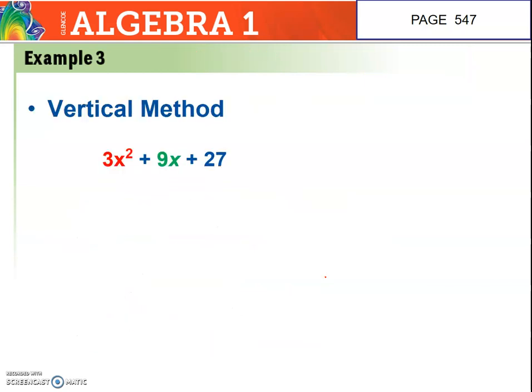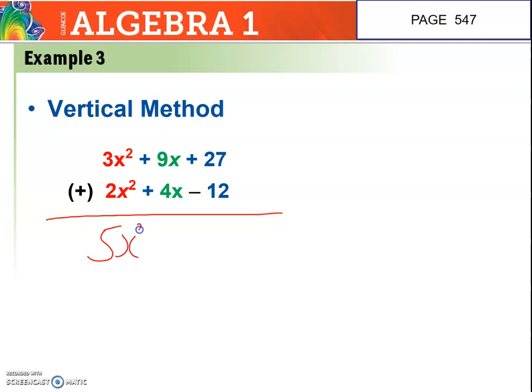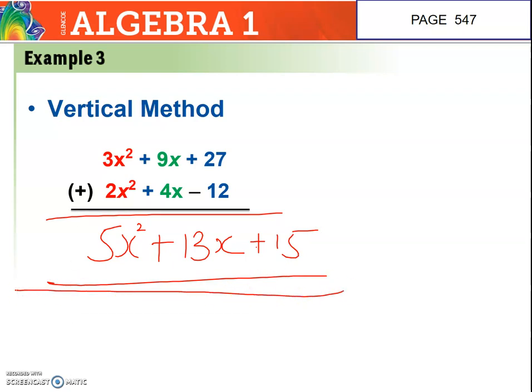In the vertical method, you have to arrange it vertically, and that makes it very easy. You see, red to red, green to green, and blue to blue. So 3 plus 2 is 5, x squared, we put our x squared there. Now the next one we have plus 9 plus 4 is going to give us 13x, and 27 plus minus 12 is still going to give us positive 15, and this is also written in a standard form. Good.